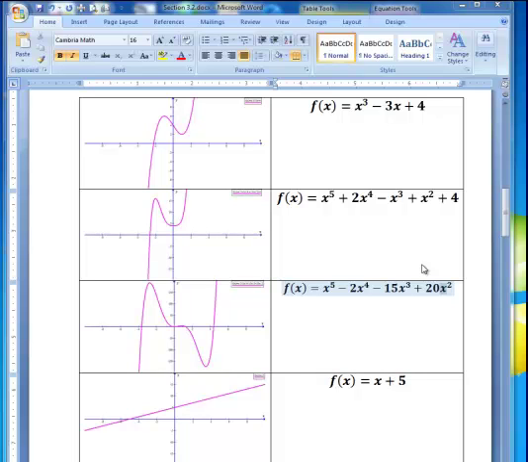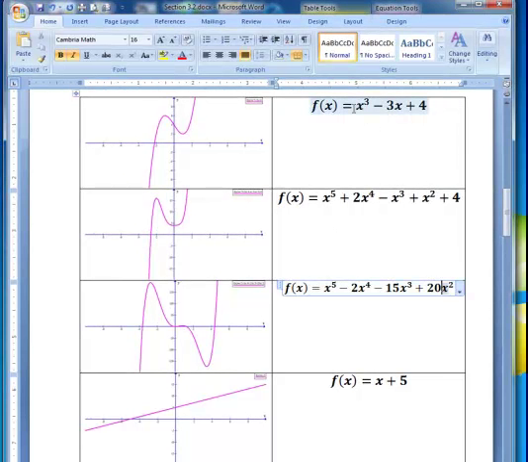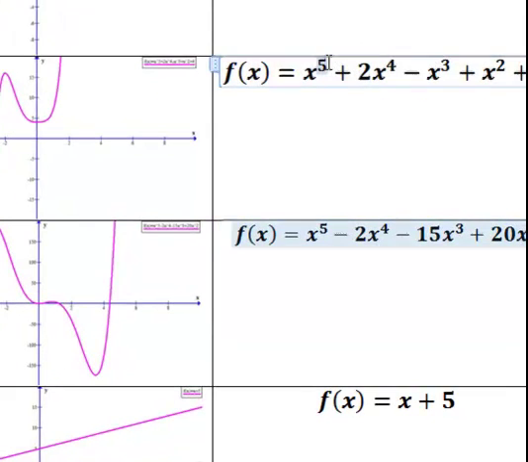Okay, now we're going to talk about the behavior of functions with odd degrees. Let's look at each of these functions. Again, I gave you 4 functions, and they're all written in descending order, but on each of these, all I want to focus on is the degree, which is the degree of the first term. I have a degree 3, a degree 5, a degree 5, and in this case, there's no degree written, so it's understood to be degree 1, x to the first. These are all odd functions.